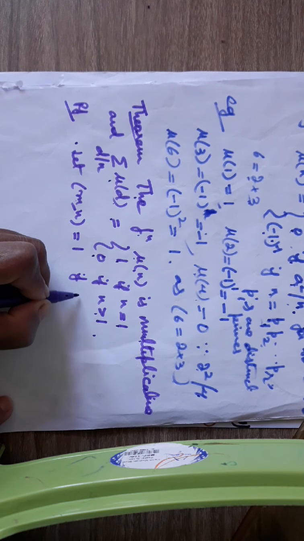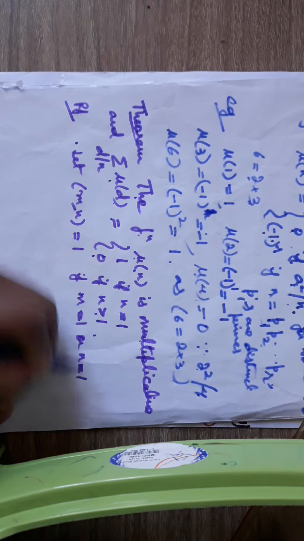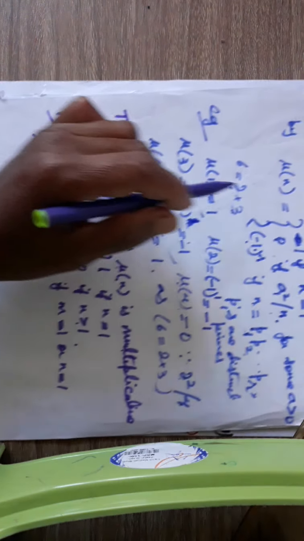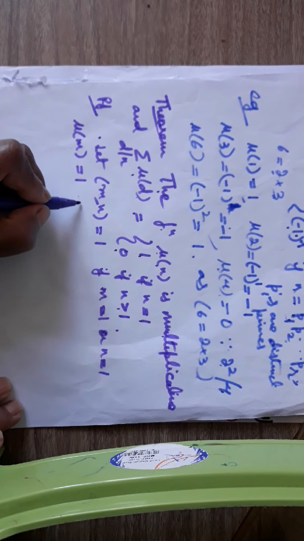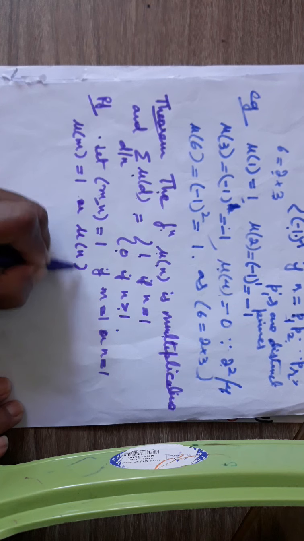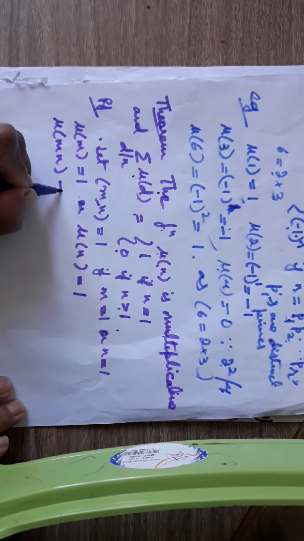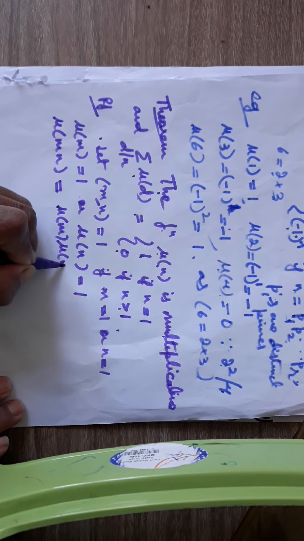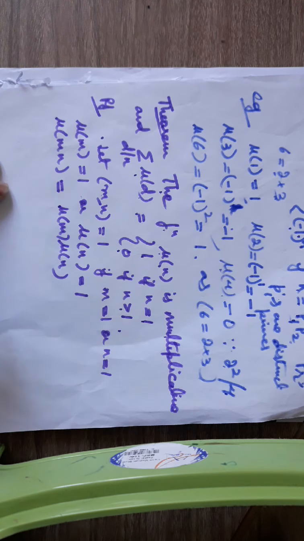So if either m is equal to 1 or n is equal to 1, then mu of m will be equal to 1 according to the definition, or mu of n will be equal to 1. So therefore mu of mn will be the same as mu of m into mu of n, with one of them equal to 1, and mu is a multiplicative function.